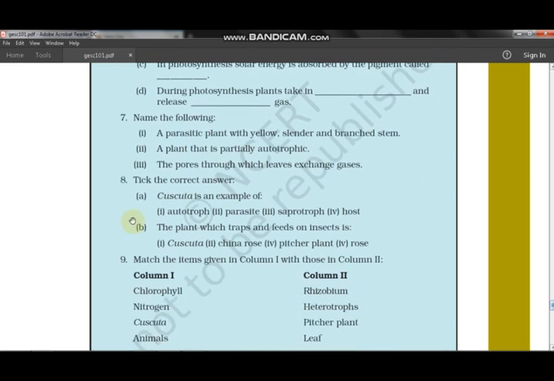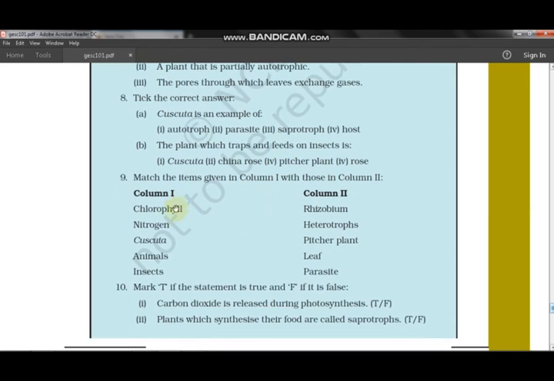Now, the eighth question, choose the correct answer. Cascata is an example of parasite. The plant which traps and feeds on insects is called pitcher plant. Obviously, cascata is a parasite. China rose is an autotrophic plant. So pitcher plant is the only option.